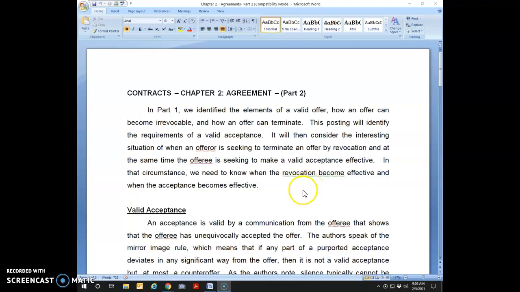This is the first video for weeks 3 to 4 in contracts. It's going to track the two videos. I'm going to put up two videos that will track the postings or the notes that I've put up for these 2 weeks.